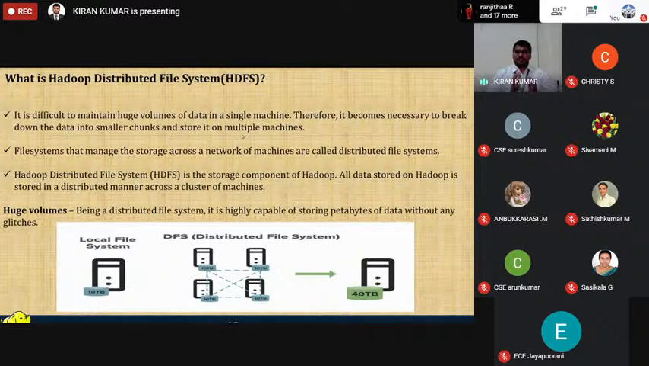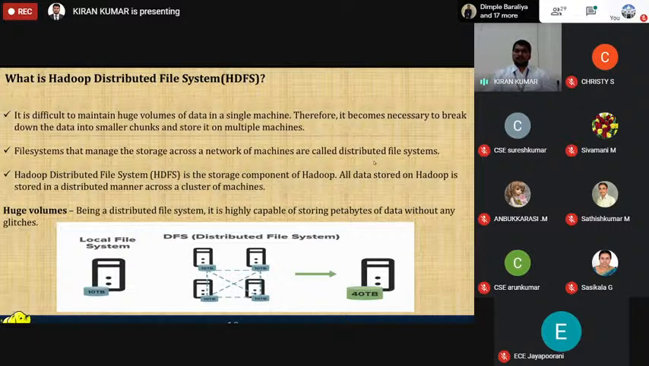I have a huge amount of data. The data will be broken down into smaller chunks. The data will be stored in the different nodes. Let us see how to do that. So a file system that manages the storage across a network of machines is called a distributed file system.